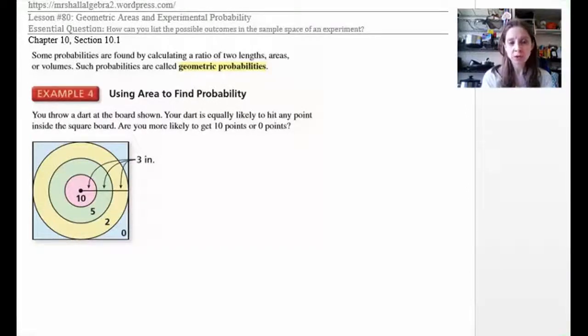Example 4. You throw a dart at the board shown. Your dart is equally likely to hit any point inside the square board. Are you more likely to get 10 points or 0 points? So we want to find the probability of 10 and the probability of 0 points.